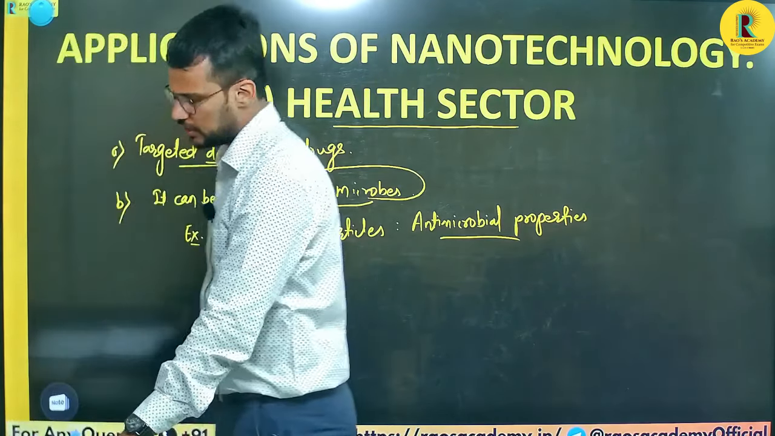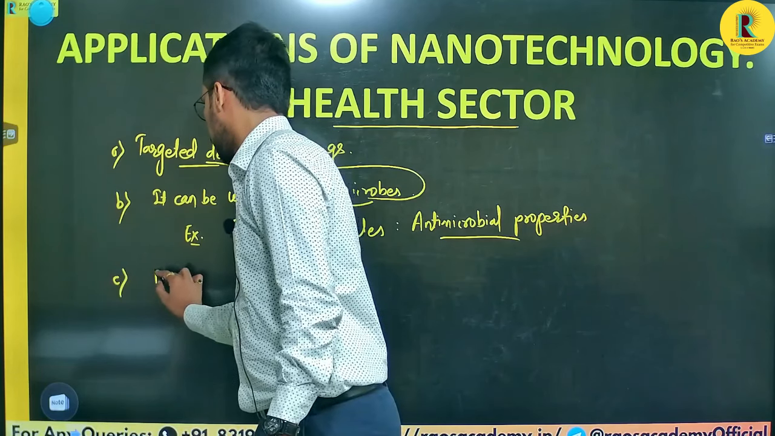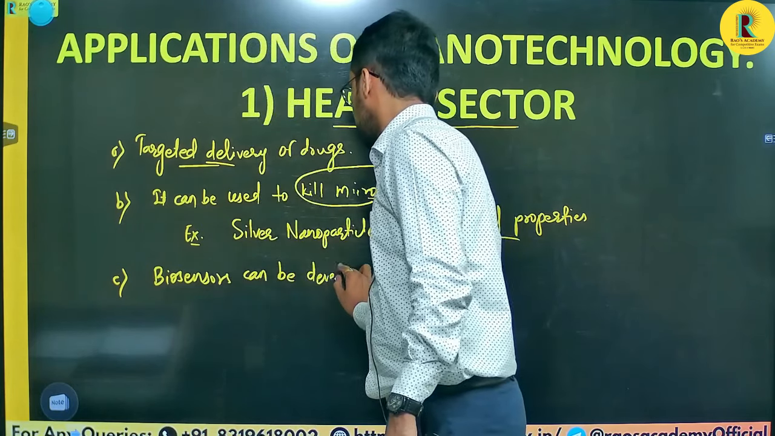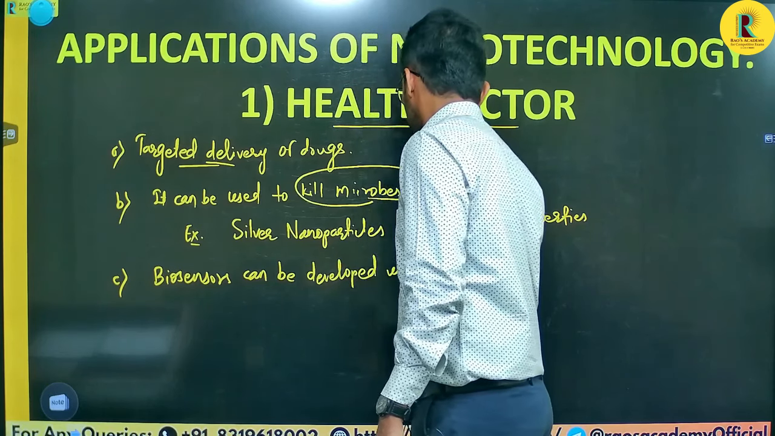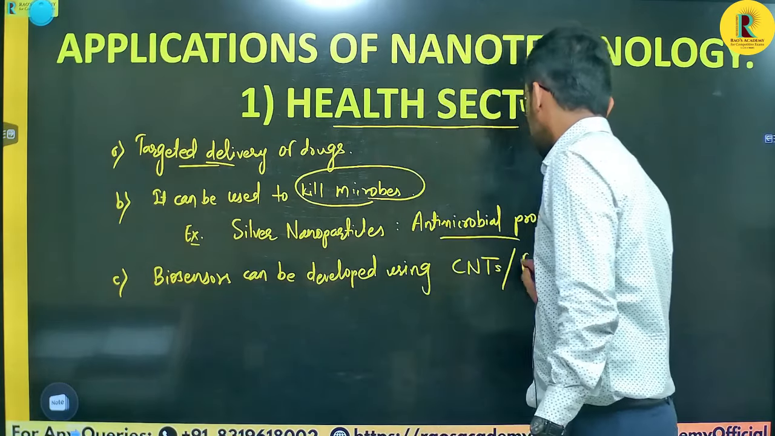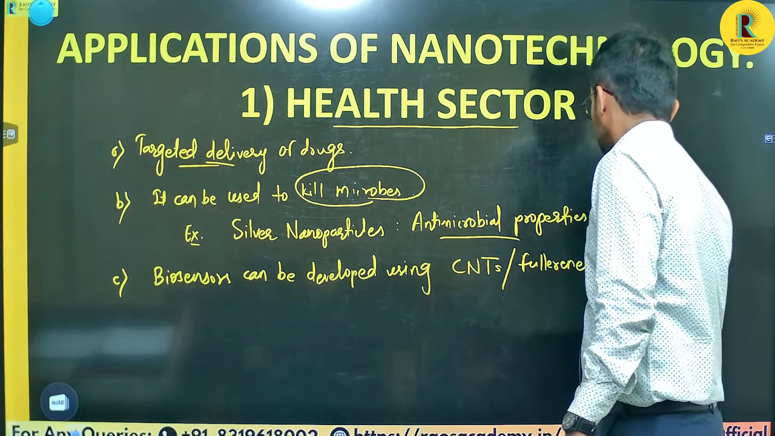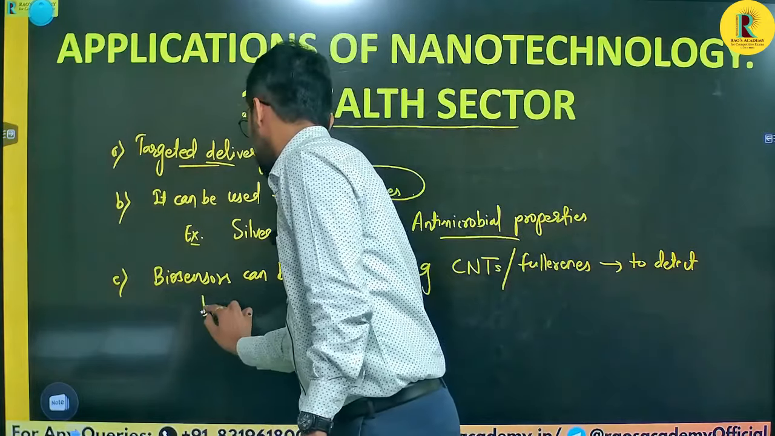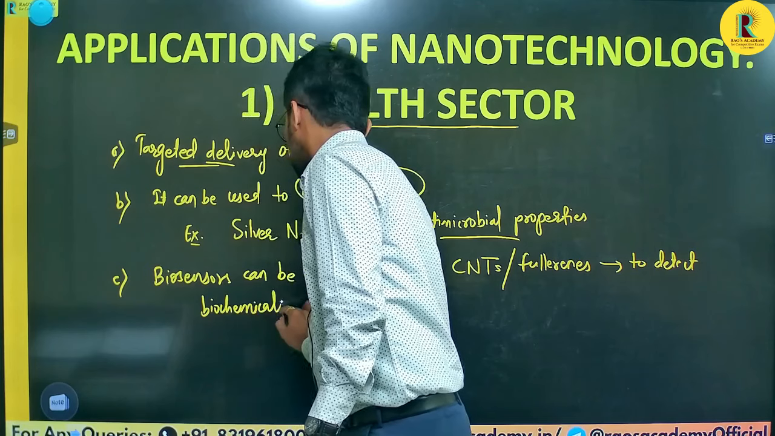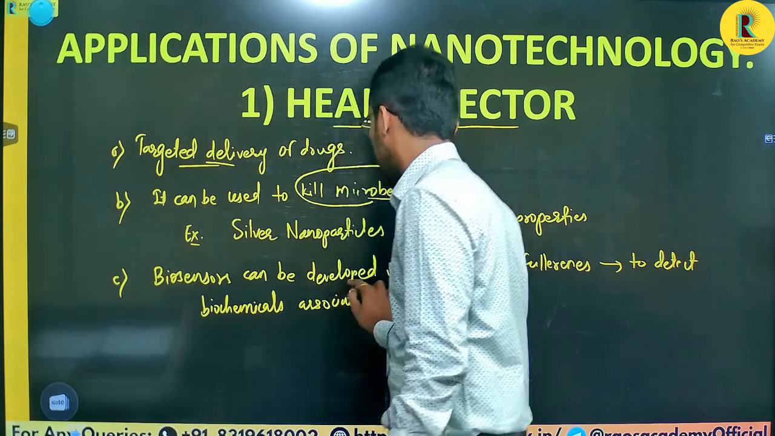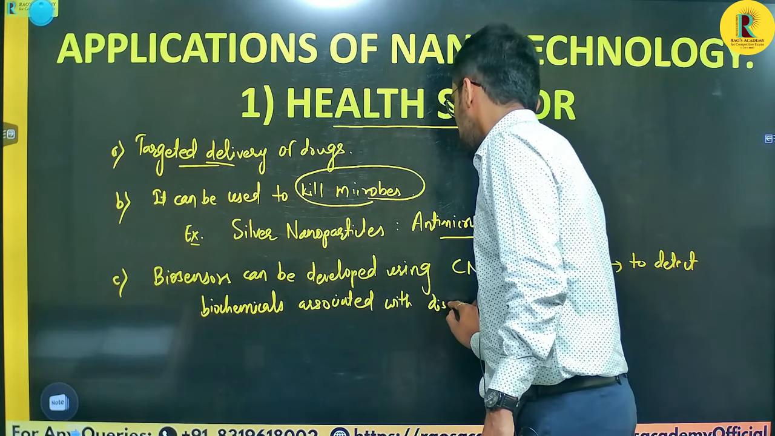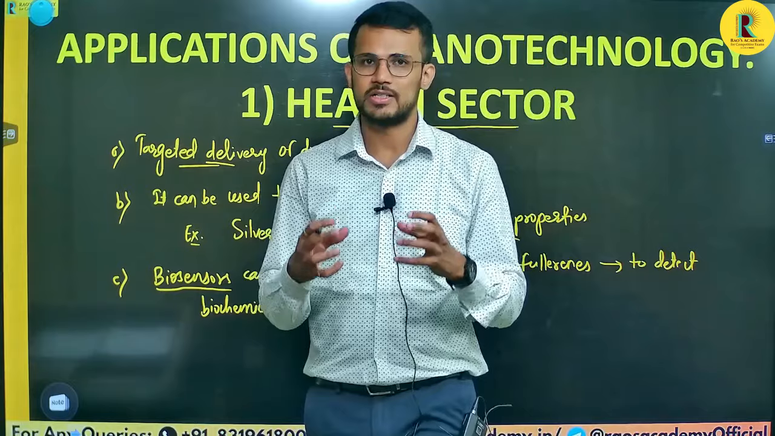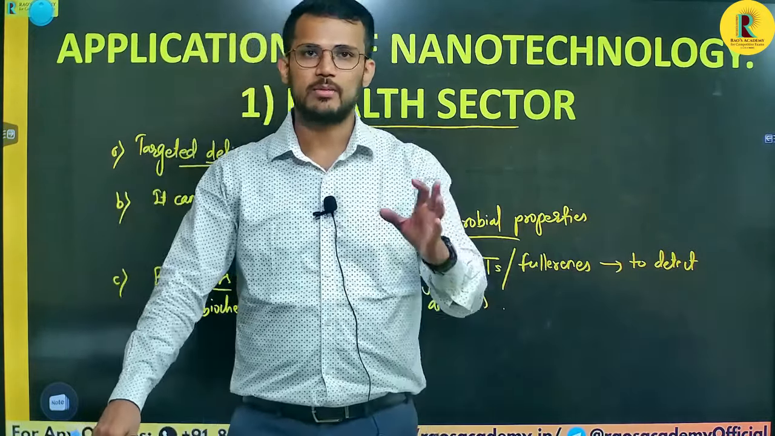Next, it is also used for the production of biosensors. Biosensors can be developed using CNTs, carbon nanotubes, or fullerenes to detect biochemicals associated with diseases. Now, let us try to understand this particular point. We can design biosensors. These biosensors would be designed with the help of carbon nanotubes or any other fullerene, like Buckminster fullerene.